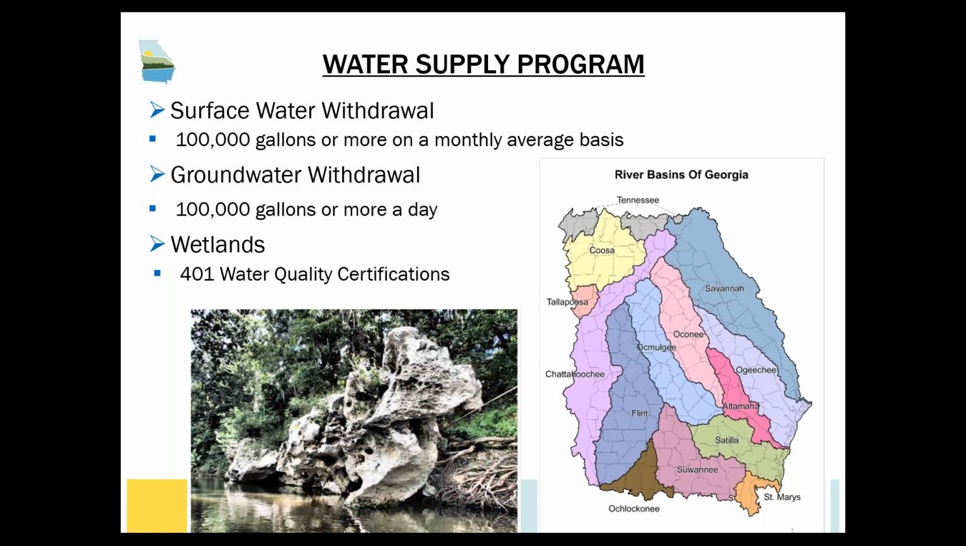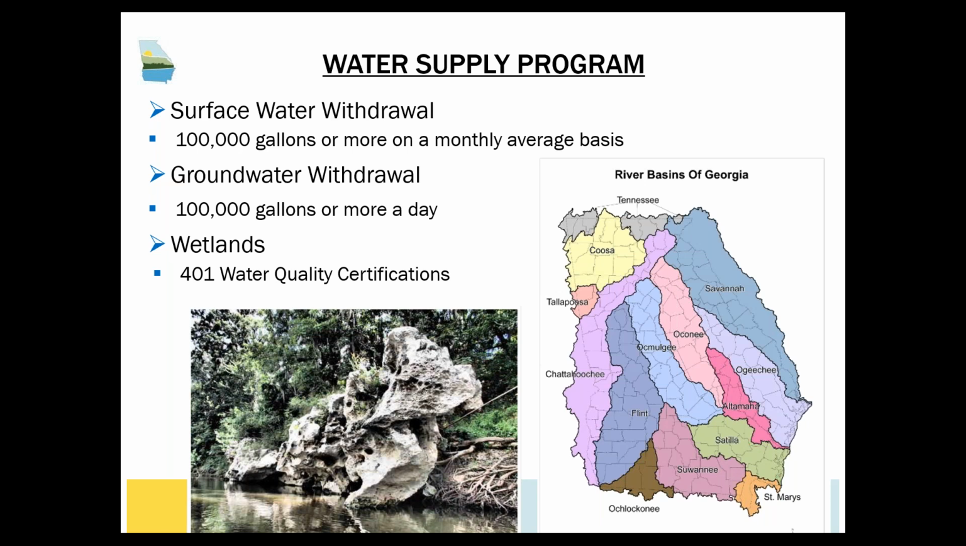So that's a significant difference between the 2 permits, because a lot of people assume, well, they read the surface water requirement and they're like, oh, it's a monthly average basis, I don't need a groundwater permit because I have groundwater wells. Well, that's not the case, and the rules state otherwise.